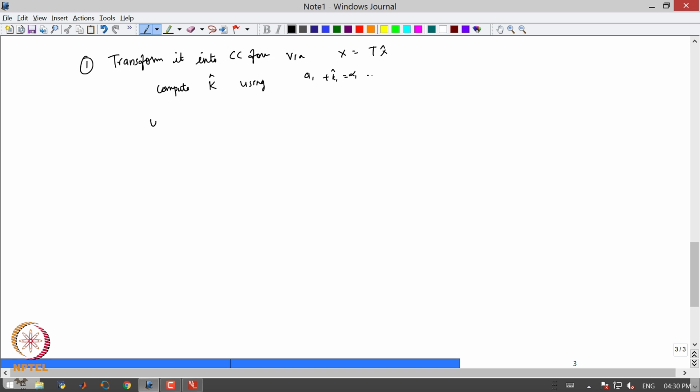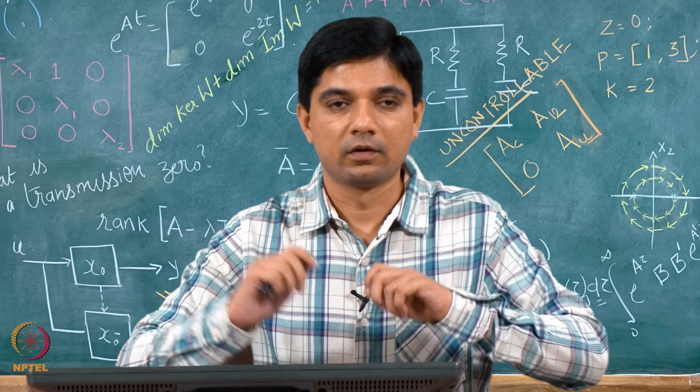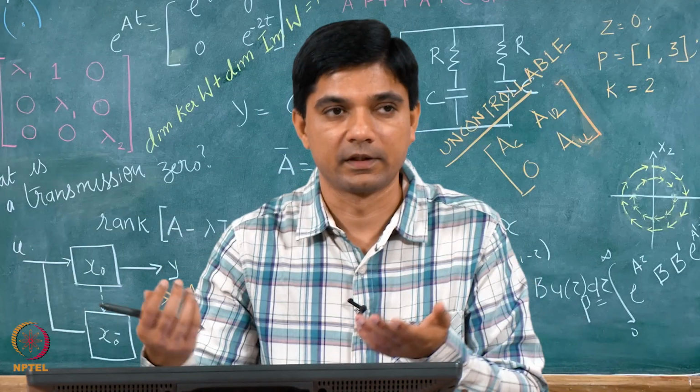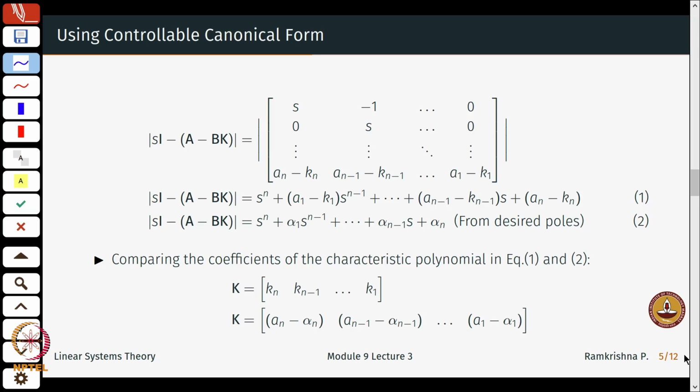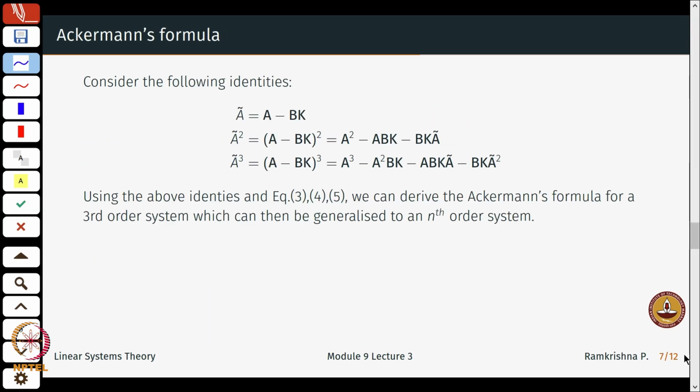Now what is the original k for the system in x? All this was in x cap. Well, the k turns out simply to be k cap times T inverse. It's a very straightforward thing once you understand how one can arrive at the similarity transformation starting from any given system. So that's pretty easy and neat. So I'll just do the last thing, which is a little tedious, but it's nice to know the Ackermann's formula.